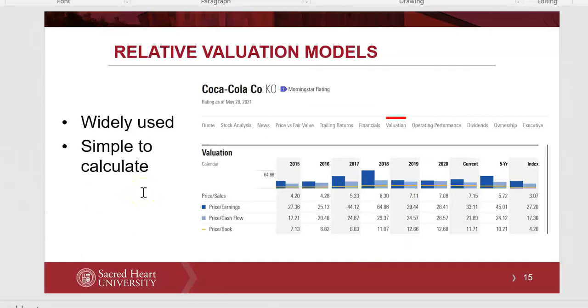These measures are widely used and they're easy to calculate. That's why we're looking at them here today. So we see Morningstar's valuation metrics for Coca-Cola. We see price to sales, price to earnings, price to cash flow, and price to book. These are over time. These are the measures that we're going to look at for one point in time, just for the most recent fiscal year end 2020. We're going to calculate Coca-Cola's in this video, and then compare it to some of the same measures of its comparable companies.